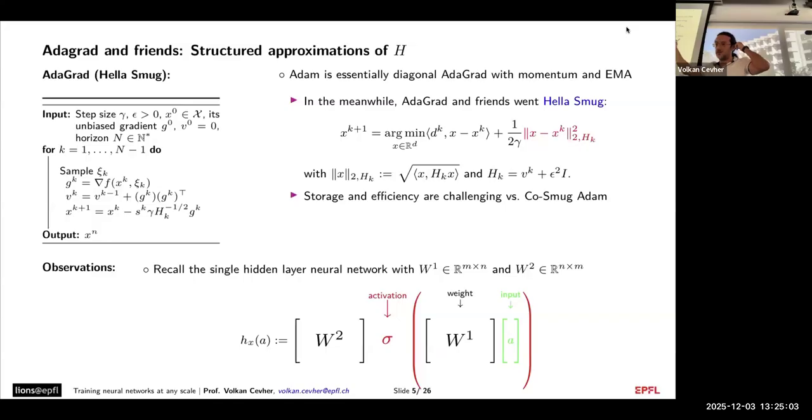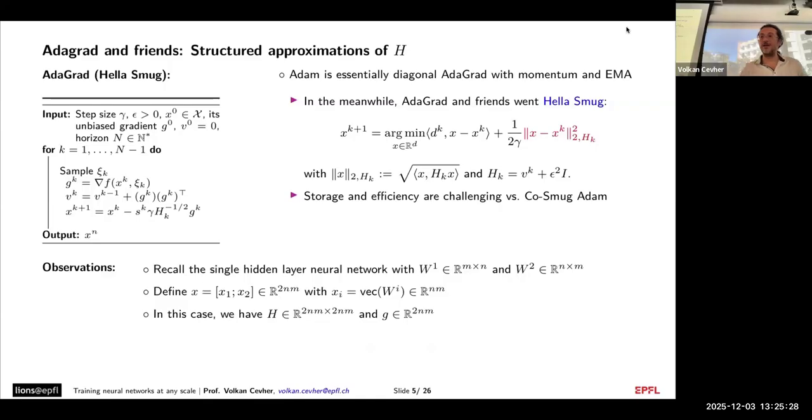The reason being is that if you try to implement this algorithm, the storage and the efficiency becomes a very difficult problem. Why, you ask? Great question. Let's just take a simple example, a single layer neural network. We're friends here, so I'm going to ignore the biases. So you have two weight matrices here. Let's say they're m by n and n by m. Let's vectorize them nicely, and now let's look at the dimensions of the variable metric, which is 2nm by 2nm, and the gradient is 2nm by 1, right?